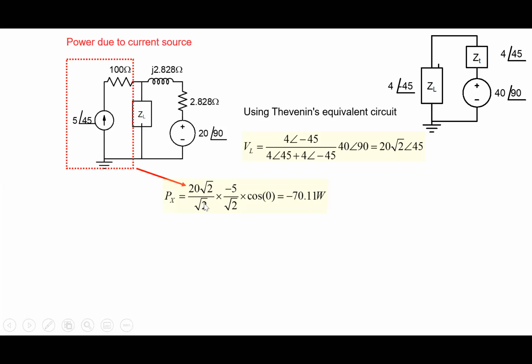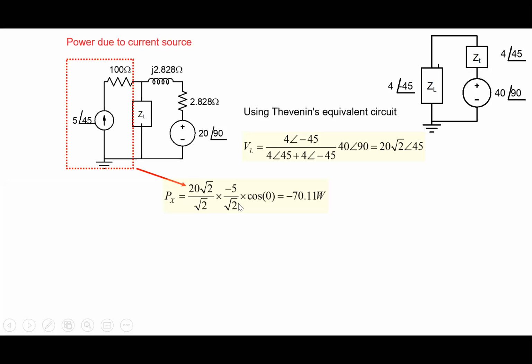So the RMS value here, the net current, which is the RMS value, is 5 by square root 2. And the angle between the voltage and the current, the cos of which is called the power factor. The current is 5 angle 45. The voltage is also angle 45. So the net phase difference between voltage and current is 0. That's why we put cos of 0 here.